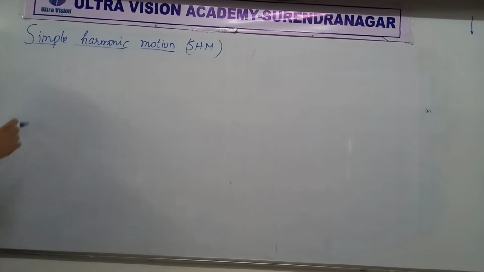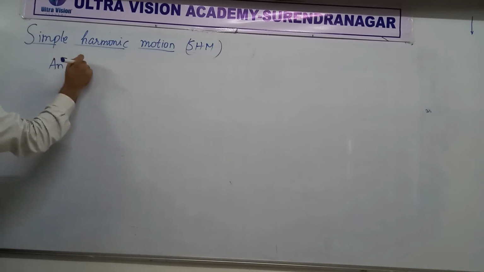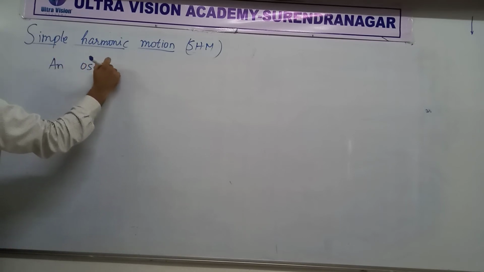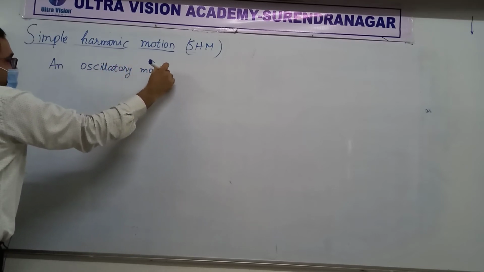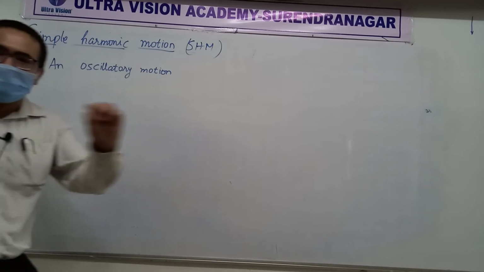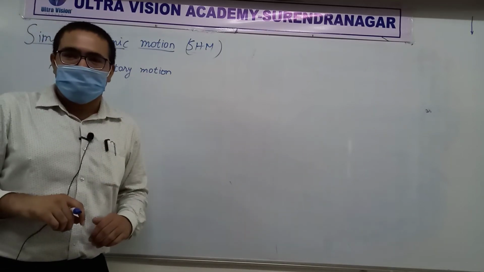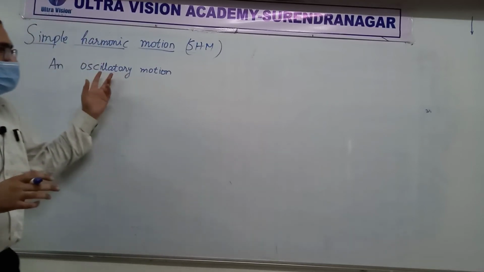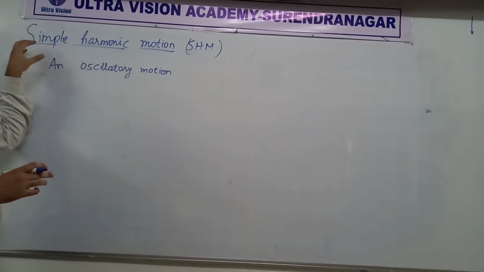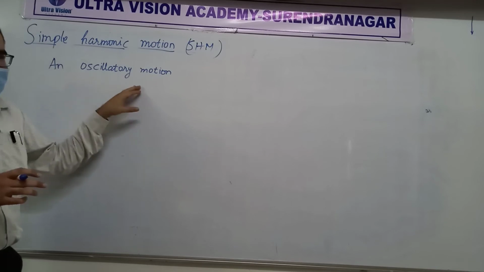Okay, so let's start. First of all, we need to understand that simple harmonic motion is an oscillatory motion. Which kind of motion? An oscillatory motion. That is, something will go back and forth. That's oscillatory motion. So simple harmonic motion is an oscillatory motion.